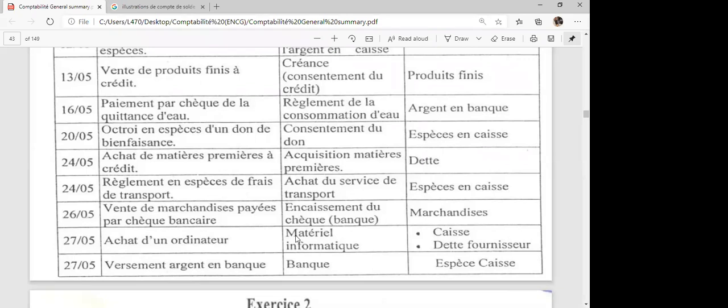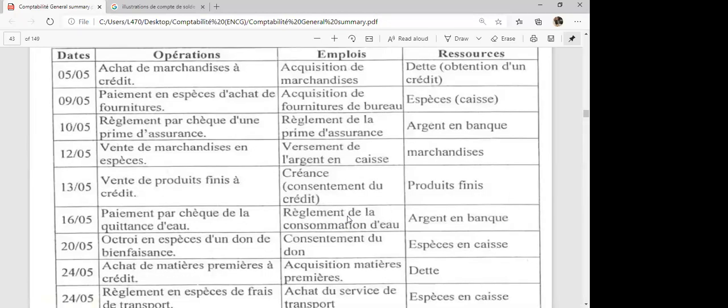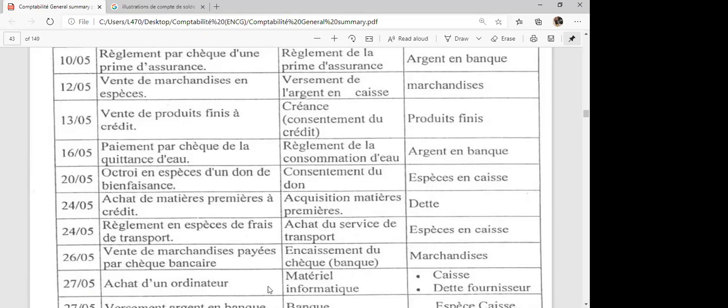What you gain is an emploi, or debit, and what you lose is credited, or a resource. So in this case, we were the buyer. And what we gained was matériel informatique, an ordinateur, a computer. And what we lost was cash of 9,000 and a debt to the supplier, which is just getting something on credit from the provider and promising to pay for it at a later date. So I hope that clears it up.